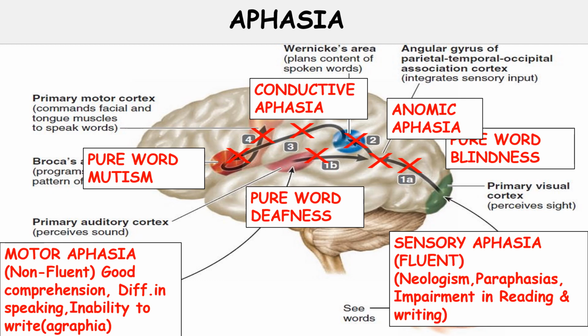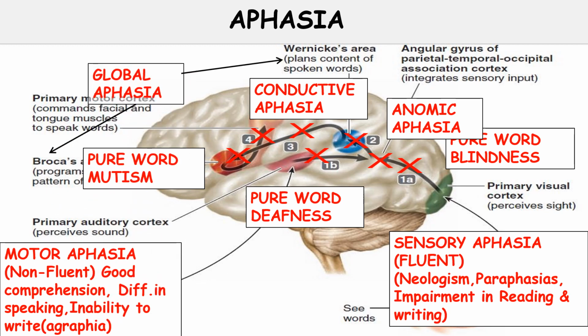In pure word mutism, there is a lesion in the motor area where the commands come for the expression of the tongue, the vocal cord, all these things. They can comprehend, Broca's area is fine, but they will not be able to express. The muscles for articulation and vocalization will not function. That is pure motor mutism. Here it cuts off the speech area from the extramotor cortex.